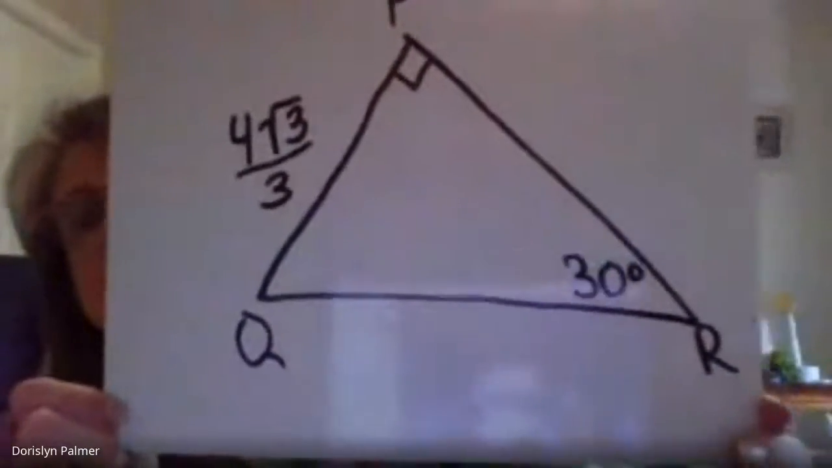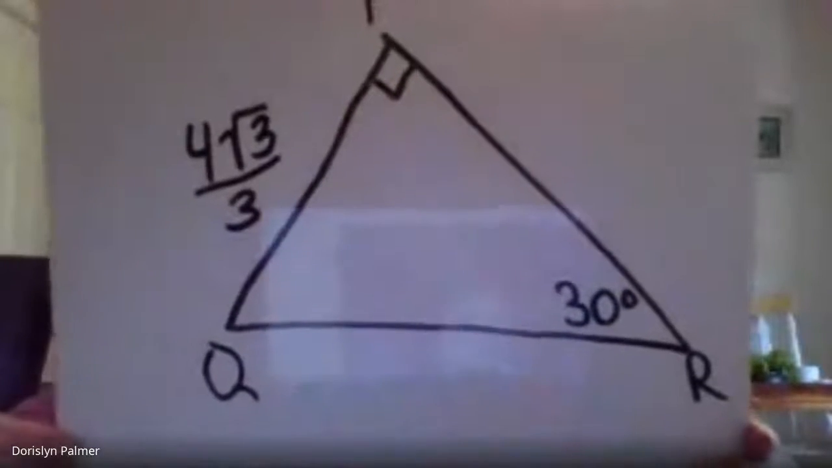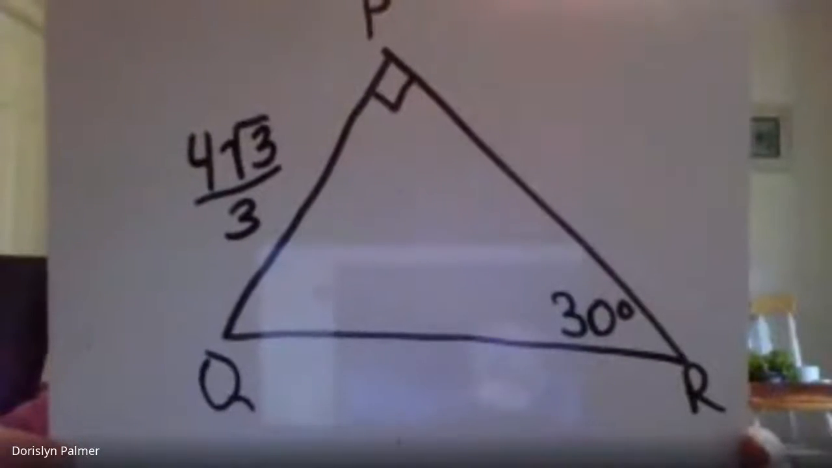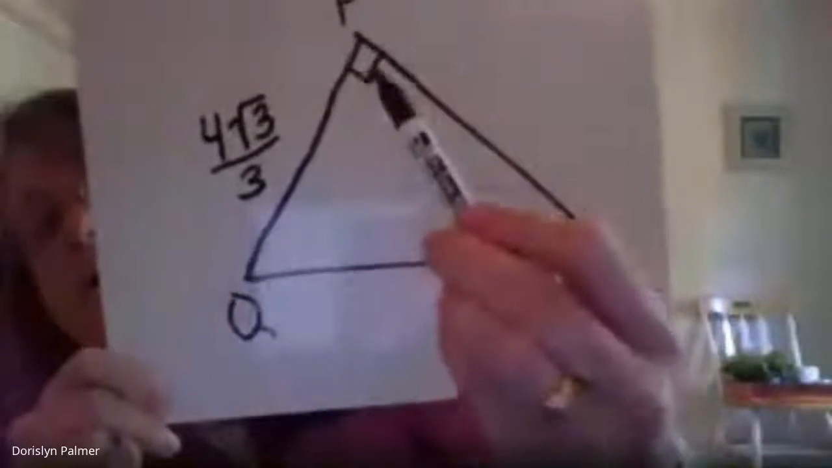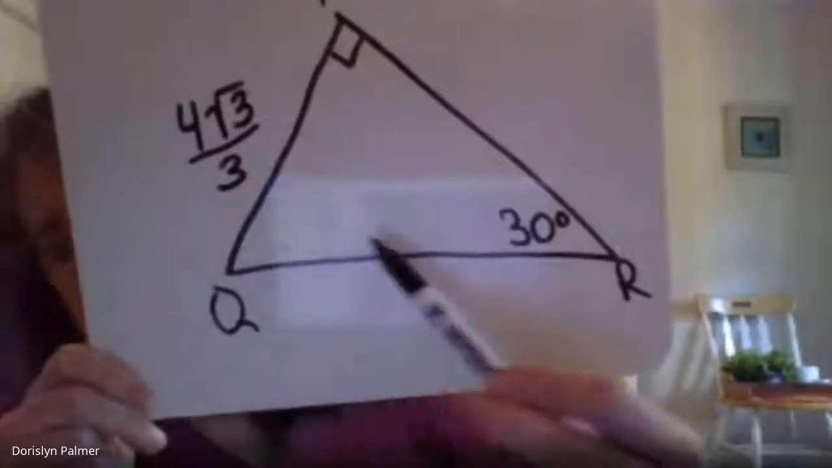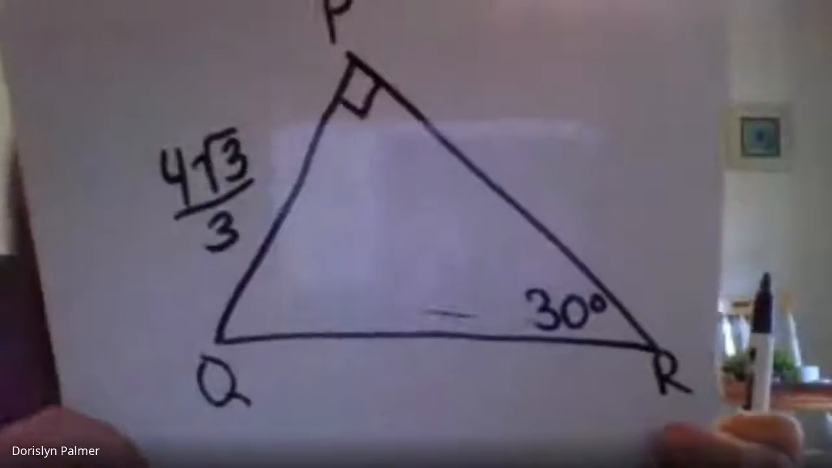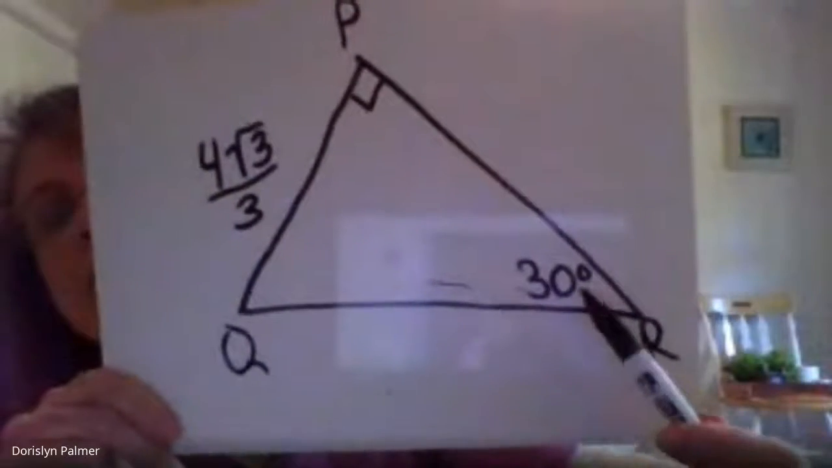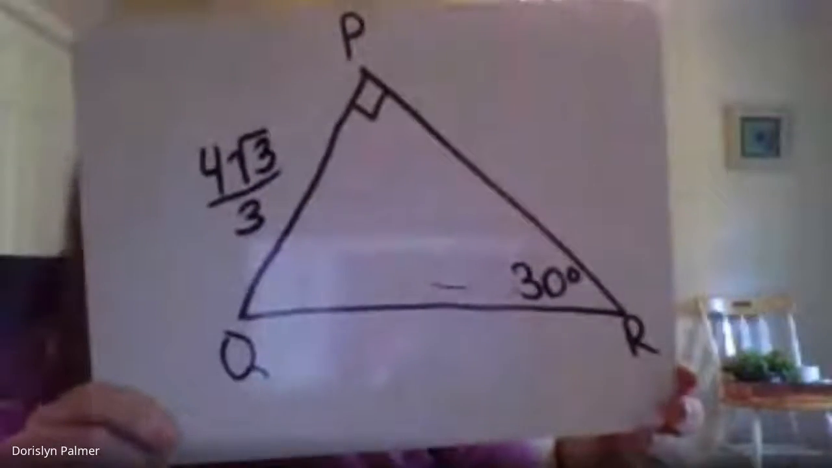Grace, that 4 root 3 over 3, is that the short leg, the long leg, or the hypotenuse? Well, here's the right angle up here, so the hypotenuse is across from it. So I was wrong. It's the short leg, right? Because it's opposite the 30-degree angle. So you know your short leg, and we're going to call the hypotenuse Y and the long leg X.